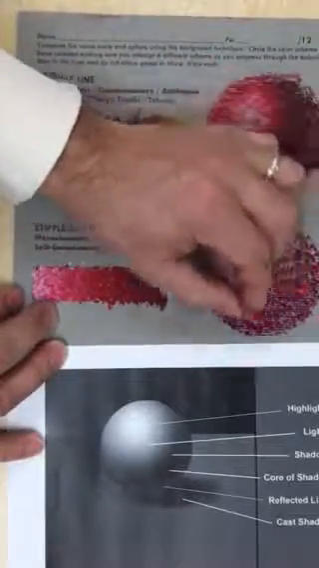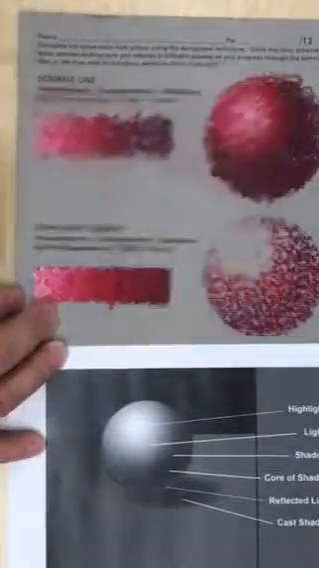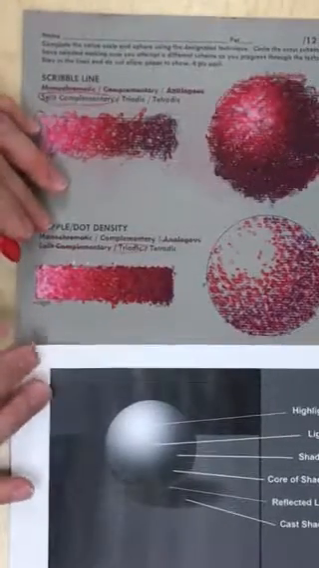I'm going to add in a little bit more blue, a little bit of yellow, and then I'm going to add a little bit more white in here, and of course, always go back over it with the red, because that's the color of the sphere.